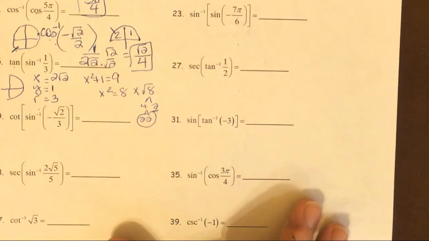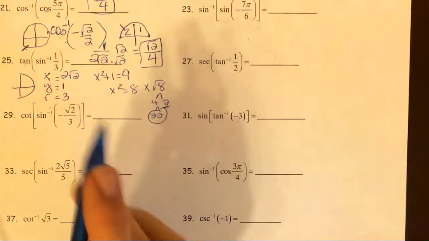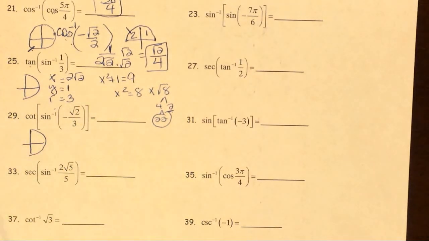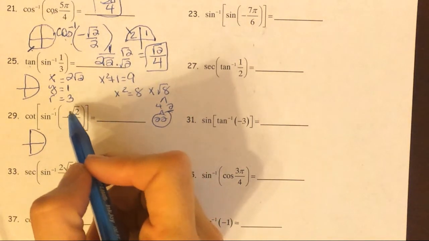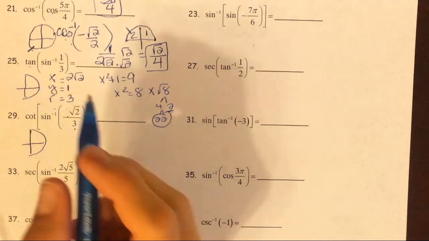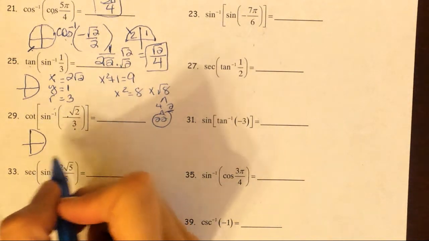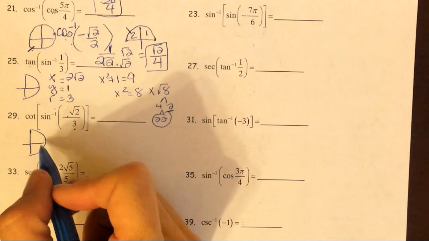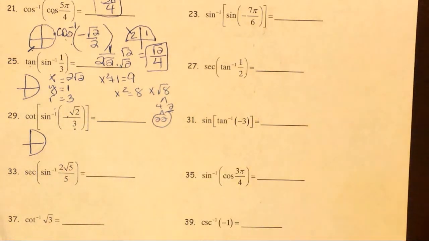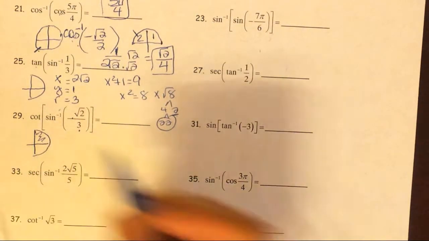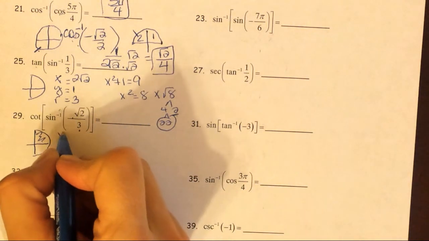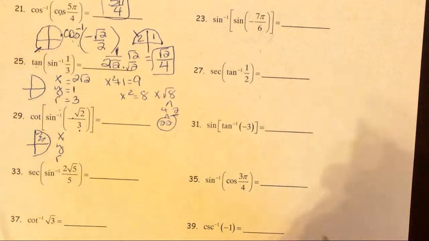Number 29. On number 29, it says sine inverse. So again, I'm looking in quadrants 1 and 4 only. I'm looking for root 2 over 3 to be in quadrant 1 or in quadrant 4. Because it's a negative, I'm looking for it to be over here. Is that a negative? No, it's not. It's a positive. I'm looking in quadrant 1. It's not on my circle again. So because it's not on my circle, it's an x, y, r problem.